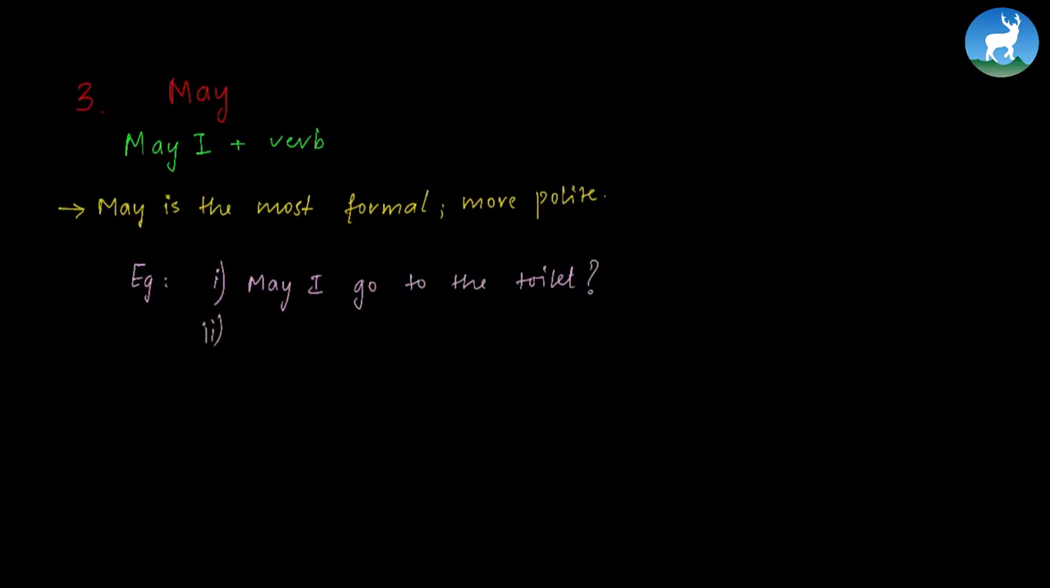Another basic thing that we need permission to do in our class is, may I come in, sir? So these are the most formal ways. We're being formal with our teachers. So traditionally, may I do something has been used for asking permission for so long, right? These are the basic questions that we ask.